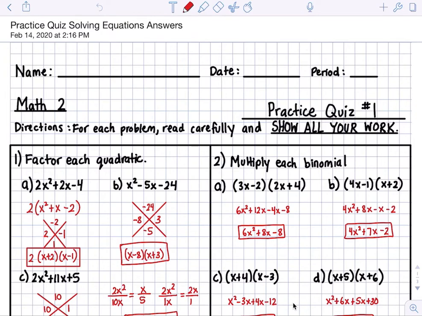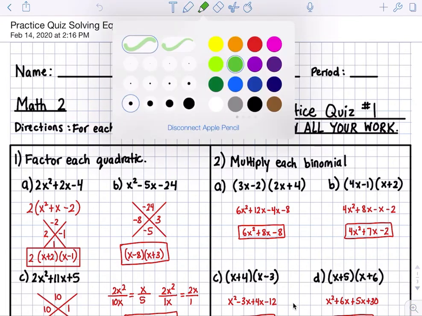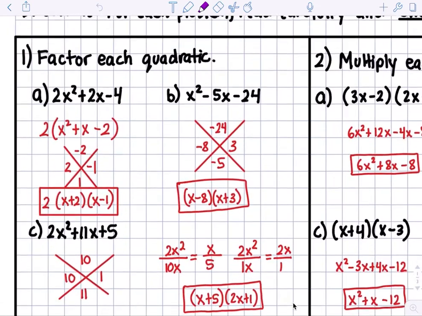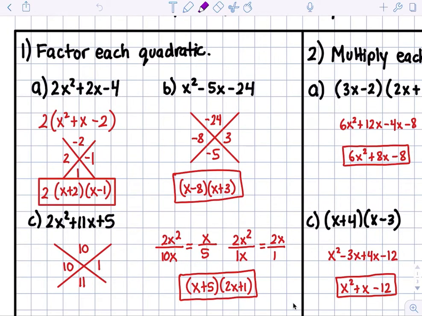Hey, here's your guys' practice quiz number 1. Explanation on how to do some of these. So for number 1, it says you guys have to factor each quadratic. So that means you have to factor A, B, and C using your guys' X method.